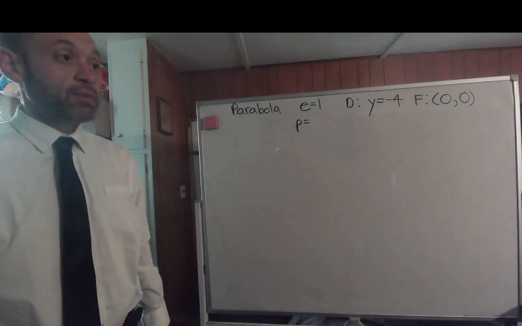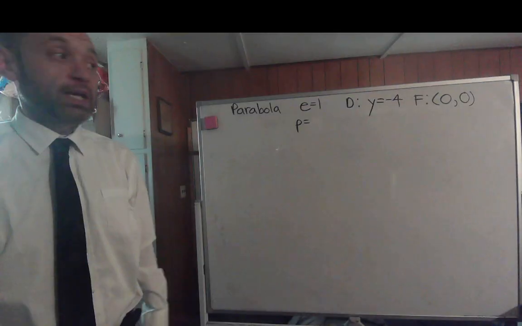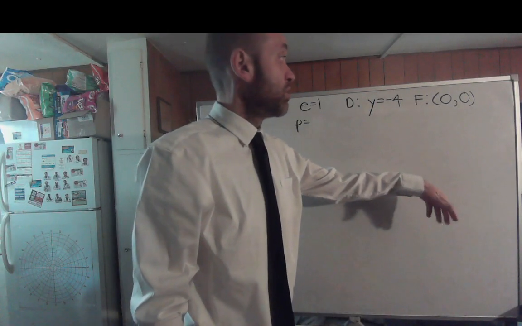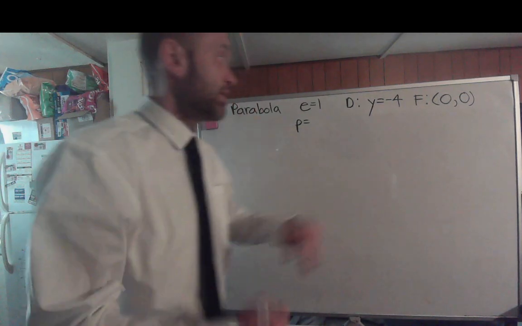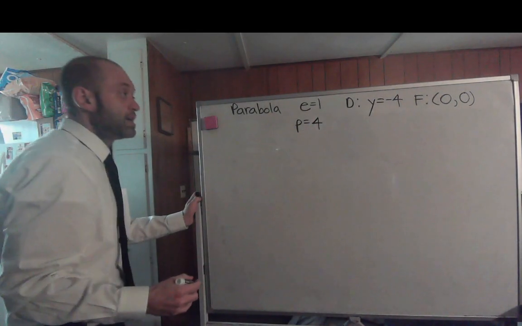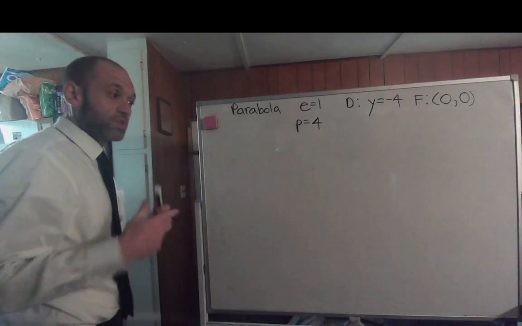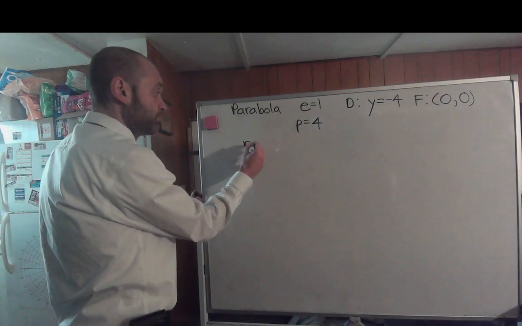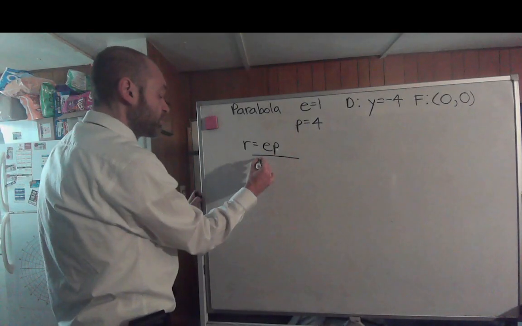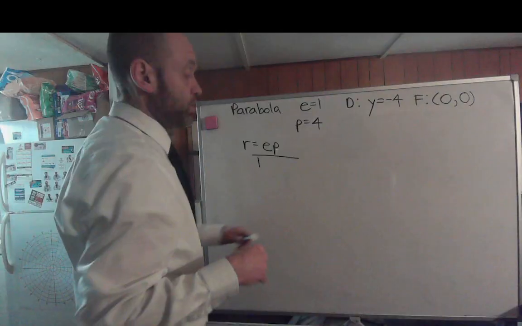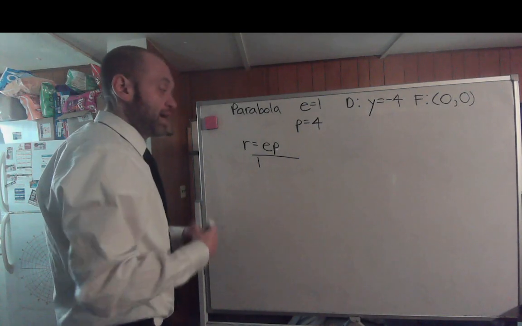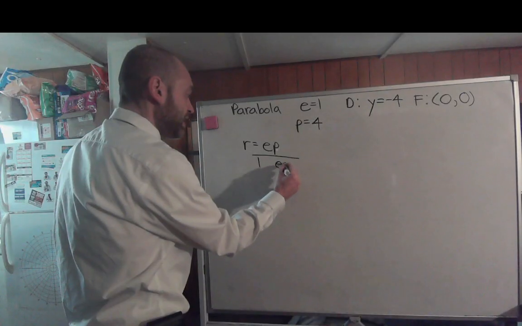So what I'm going to recommend is next we find P. Well, what is P? That, again, is the distance from the focus to the directrix. So a y-coordinate of 0 to a y-coordinate of -4 gives you a distance of 4. So P is going to equal 4 in this case. Now that we know E and P, let's start setting up our equation. Let's work with the general formula first. R always equals EP all over 1. Now let's figure out which function we're going to use. Since the directrix is y equals, that means this parabola has y-axis symmetry. So it's going to be of the form E sine of theta.